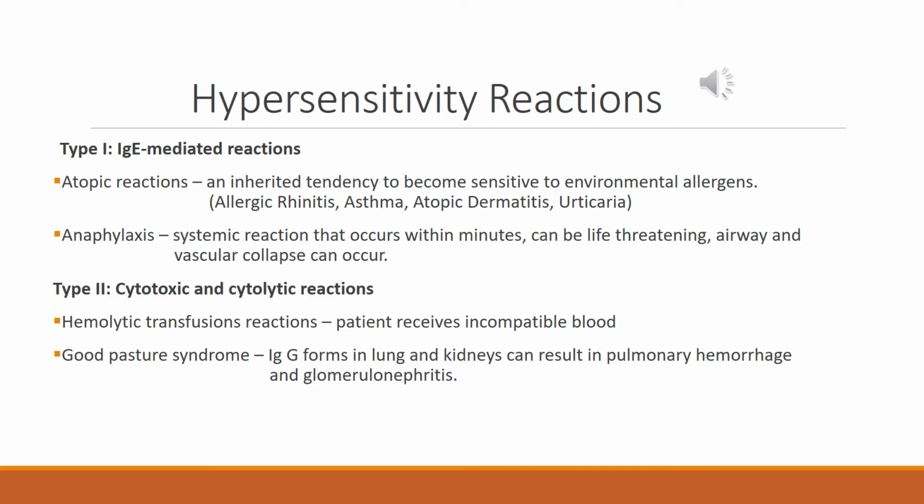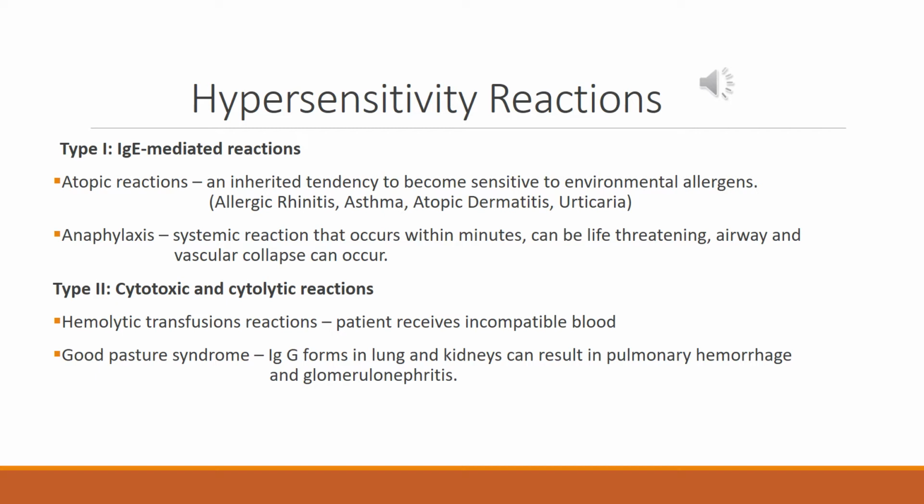And there's two different types of reactions that occur here. There's the atopic reaction, which is an inherited tendency to become sensitive to environmental allergens. Examples are allergic rhinitis, which is fairly common, asthma, atopic dermatitis, and urticaria. And then the next one is anaphylaxis, and we talked about anaphylactic shock before, but this is a systemic reaction that occurs within minutes, can be life-threatening. Airway and vascular collapse can occur.